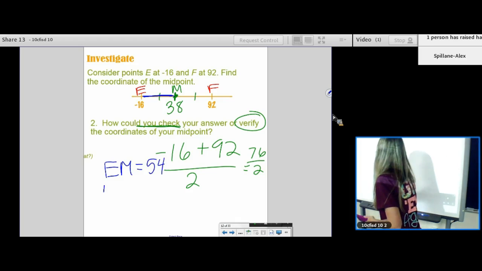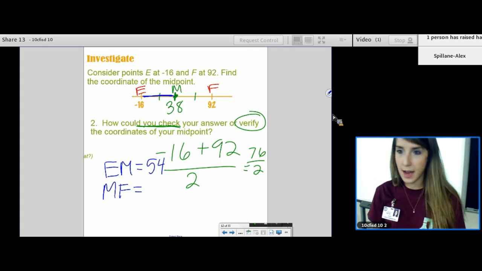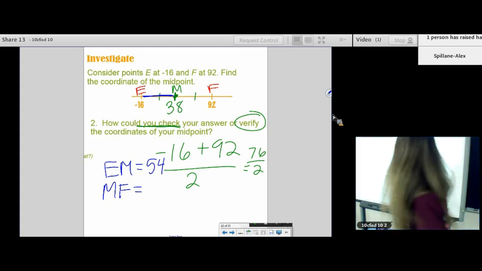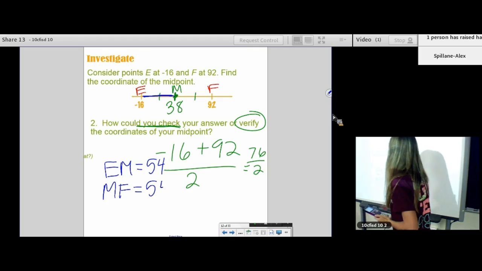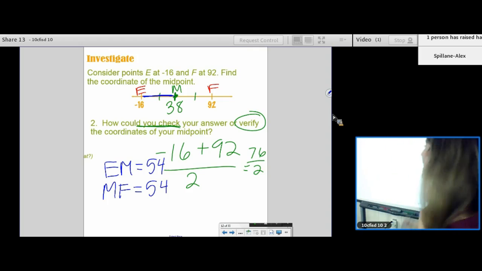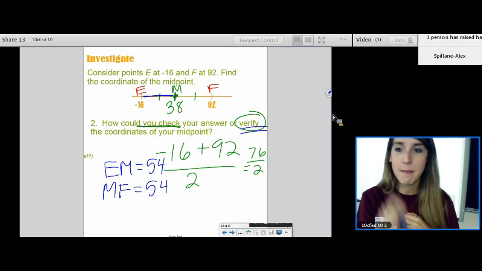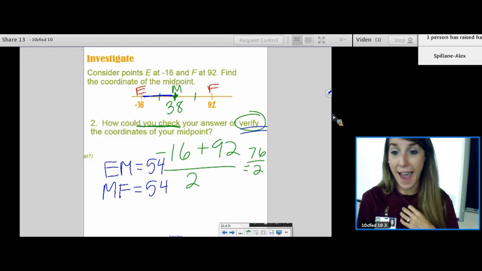What's the length of MF? 92 minus 38. Since they both equal 54, I have just verified, it's kind of like proving, but not exactly. I have verified that M is the midpoint. I backed it up with math.